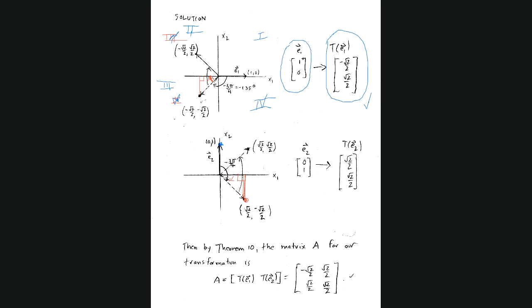But then remember what you're going to do. Now you're going to take that vector and reflect it about the horizontal axis, x1. And so √2/2, negative √2/2 becomes finally positive √2/2 and positive √2/2. And so the E2 vector gets transformed to √2/2, √2/2.